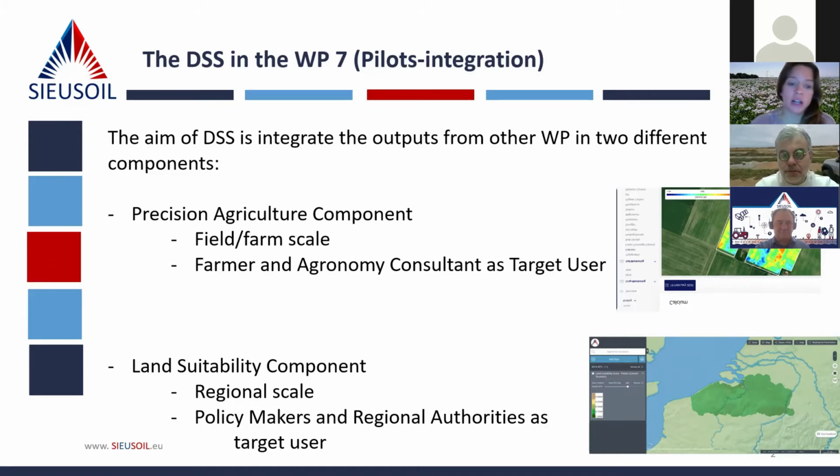On the other hand, we have the land suitability component, which is being thought of for the regional scale, and policymakers and regional authorities are the target users. This component is holding the Work Package 5 products, and my colleagues, after this presentation, are going to explain more about this.